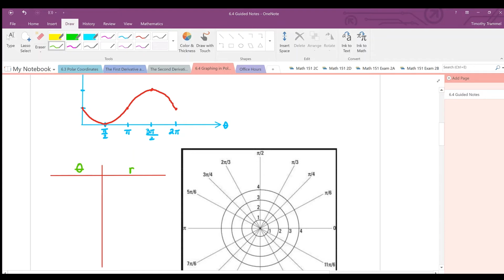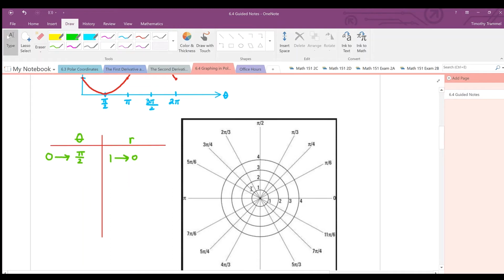So 0 to pi over 2. I want to know what's happening to r over that interval. So 0 to pi over 2. What is happening to r over that interval? It is going from 1 to 0. And so what we would do is come over here and start off with this 0, 1, that is in polar coordinates, 0, 1.